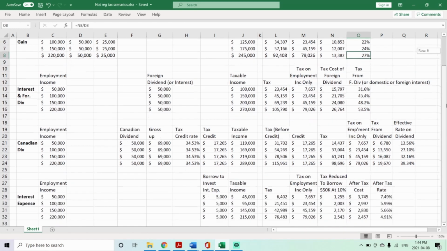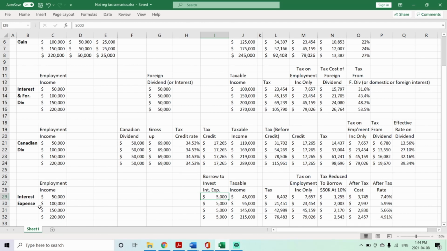So let's look at the final scenario. Interest expense. So the scenario here is we borrow $50,000 at 10%. At an income of $50,000, we borrow at 10%. So our interest expense is $5,000. How that works is it lowers taxable income by $5,000. Tax on $45,000 is $6,402. Tax on $50,000 would be $7,657. The after-tax cost is $3,745. We reduce our tax bill by $1,255 by having $5,000 of interest expense.